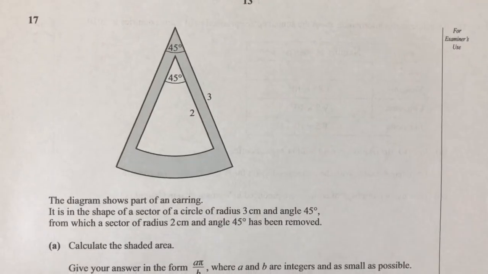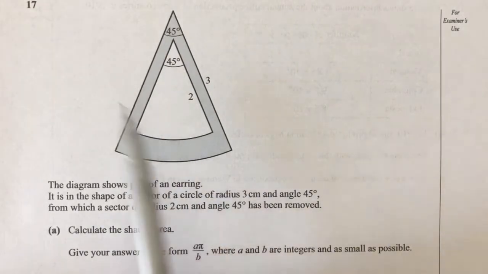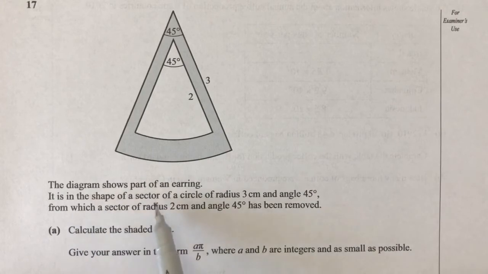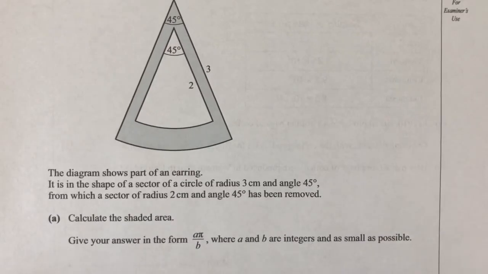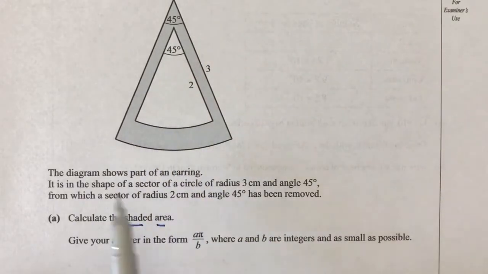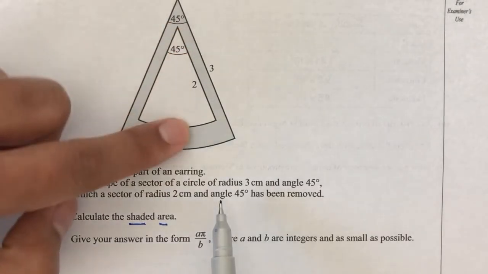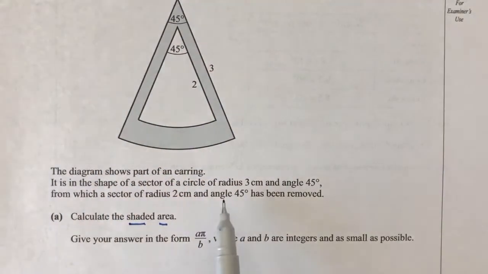Question number 17. The diagram shows part of an earring. It is the shape of a sector of a circle of radius 3, angle 45 degrees, from which a sector of radius 2, angle 45 has been removed. Pretty easy. Part A, calculate the shaded area. How do we find this area? We first find the area of the big one minus the area of the small one to find the area of the shaded one.